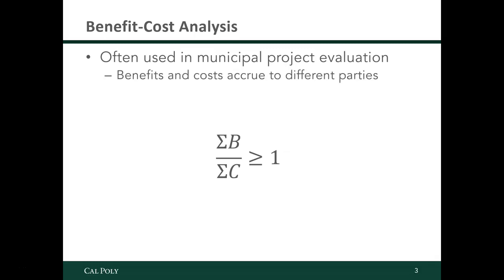So benefits and costs, note that they're accruing to different parties usually. Often maybe a city will be paying the costs, and the people who live in the city will be reaping the benefits. So that's why we say they accrue to different parties.